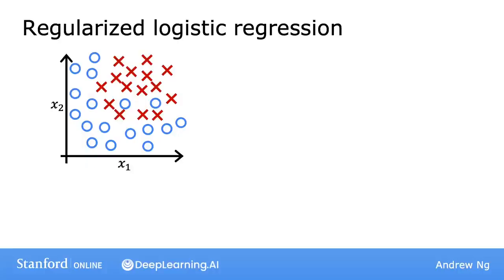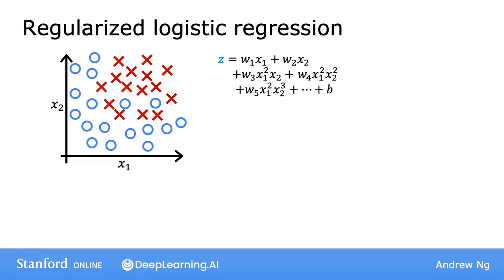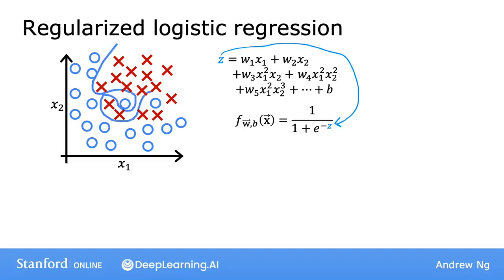Here's the idea. We saw earlier that logistic regression can be prone to overfitting if you fit it with very high-order polynomial features like this. Here, z is a high-order polynomial that gets passed into the sigmoid function, like so, to compute f. And in particular, you can end up with a decision boundary that is overly complex and overfits this training set. More generally, when you train logistic regression with a lot of features, whether polynomial features or some other features, there can be a higher risk of overfitting.